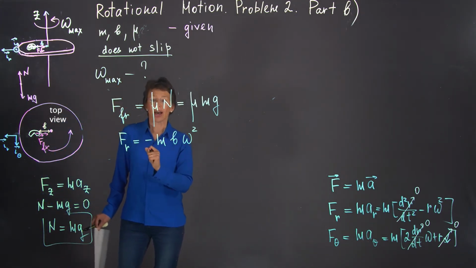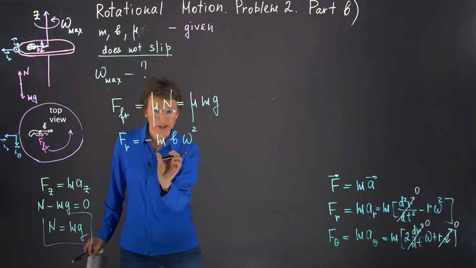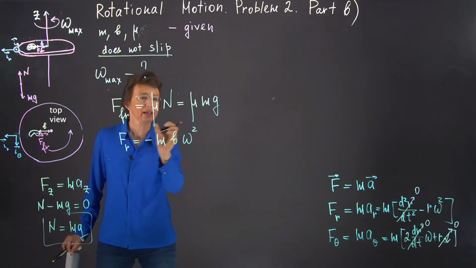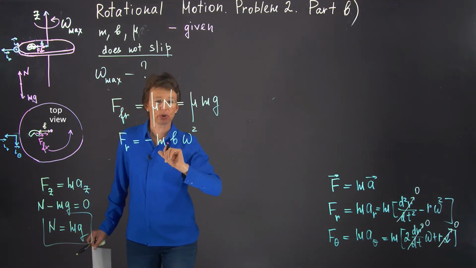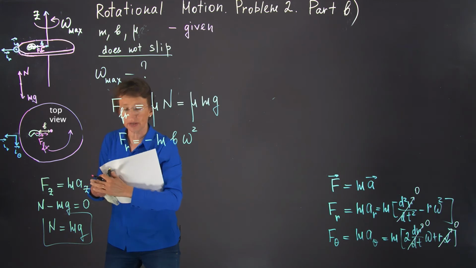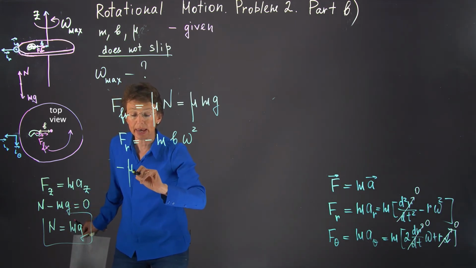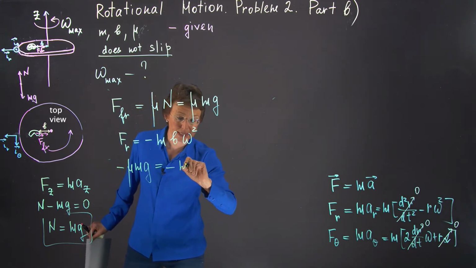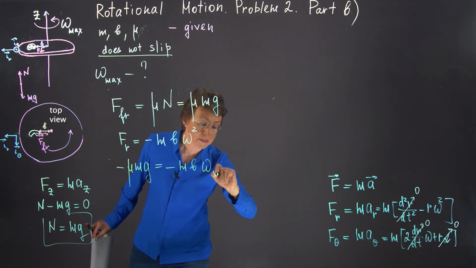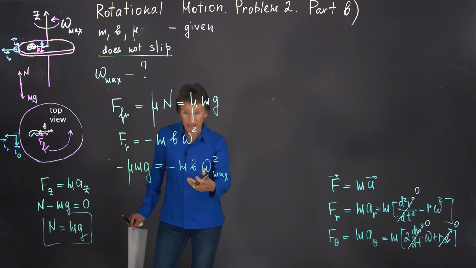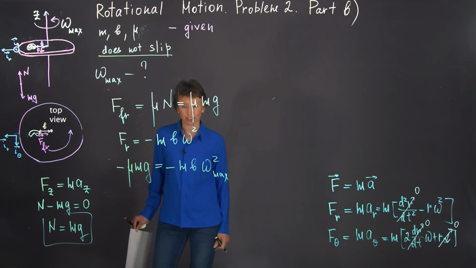Okay, now this is the projection of the force of friction, and I will rewrite this equation because I know the magnitude of the force of friction. It is mu mg. So the projection F sub r is negative, which gives me minus mu mg. This is F sub r, and it is equal to minus m b omega maximum squared, since I put here the force of friction at its maximum value, the maximum value of static friction, mu n.